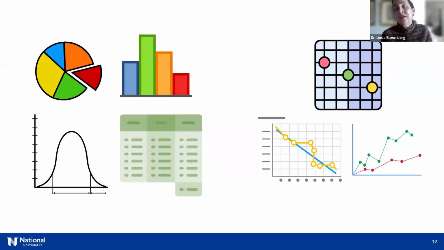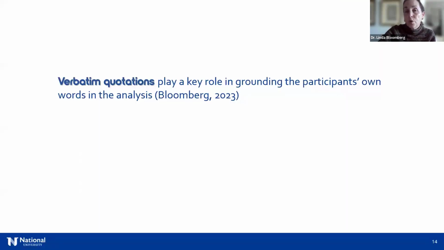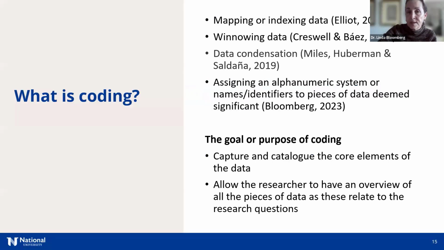Now, this slide is an example of all the different types of analytic strategies and processes and approaches that one can use in a quantitative study. It's very numerically oriented. There are graphs, there are charts like this. But with qualitative research, what we're looking for are the verbatim quotations of our participants. In other words, our participants' voice.